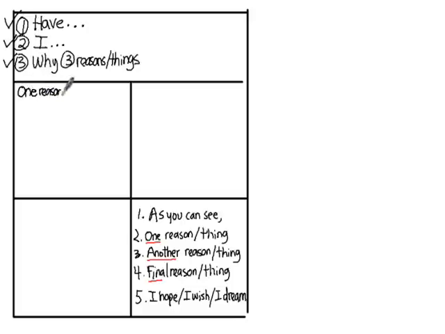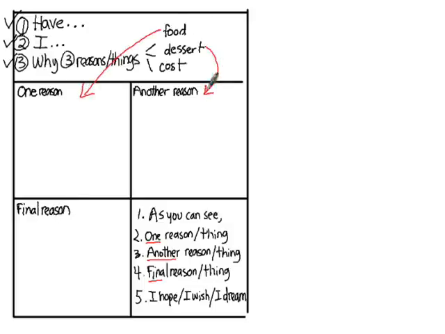So 1 reason or thing, another reason or thing, or final reason or thing, which helps transition the reader as far as their ideas go. Once they've done that, they're going to take their 3 ideas and make sure they put them in the right order. So if they said food first, they have to put the food in, dessert second, and cost third.